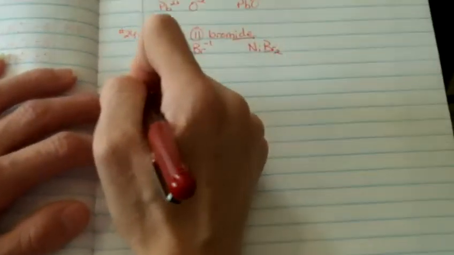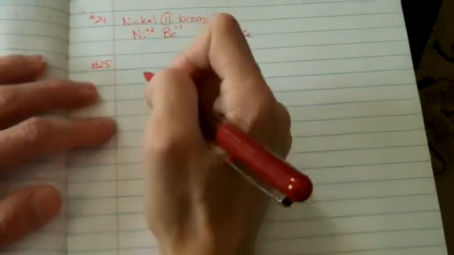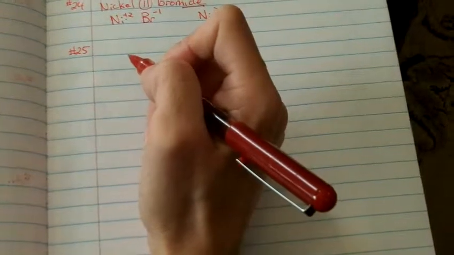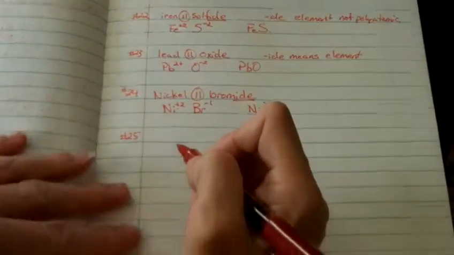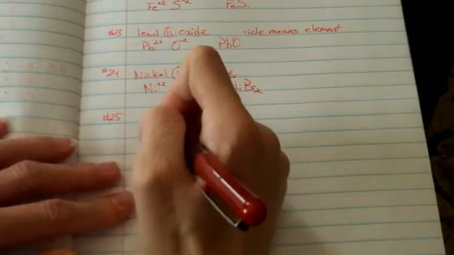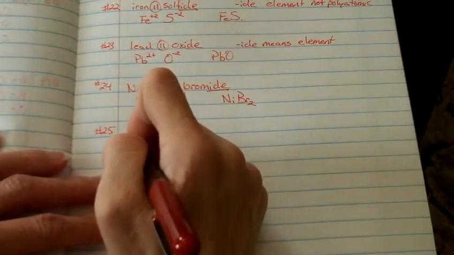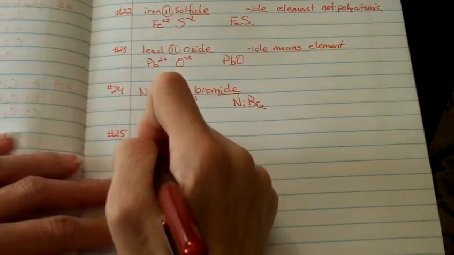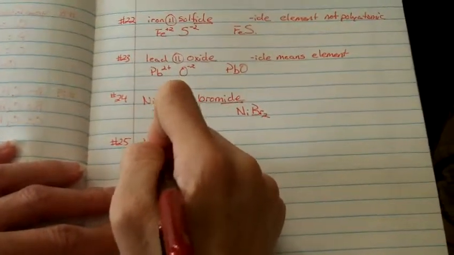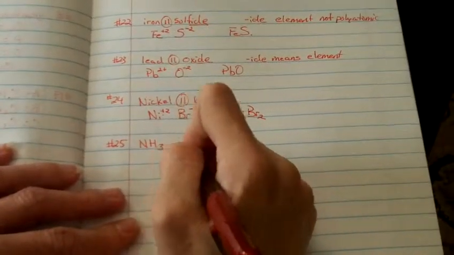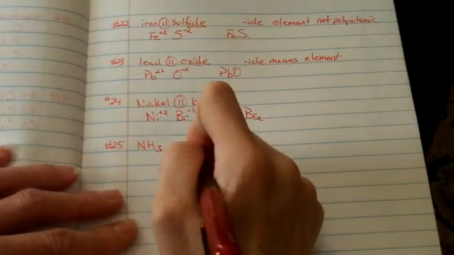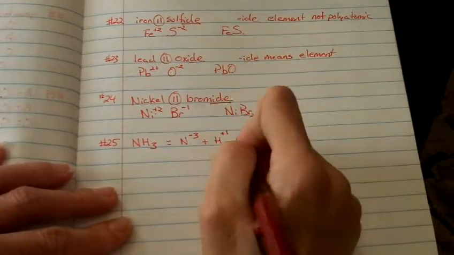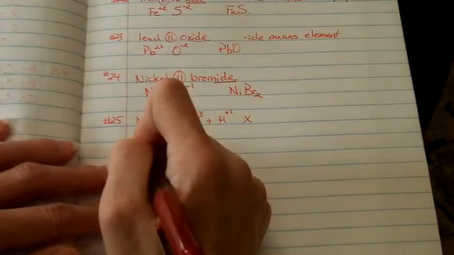Number 25. All right, number 25 is asking us, in which substance is the oxidation number of nitrogen 0? Well, we know that our oxidation numbers depend on whether or not that atom is bound to anything. With NH3, our nitrogen has a -3 charge, and our hydrogen has a +1 charge, so that's not our answer.